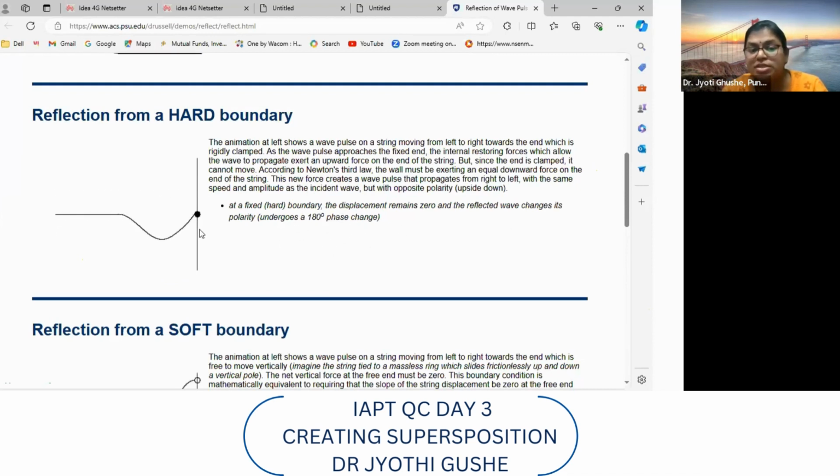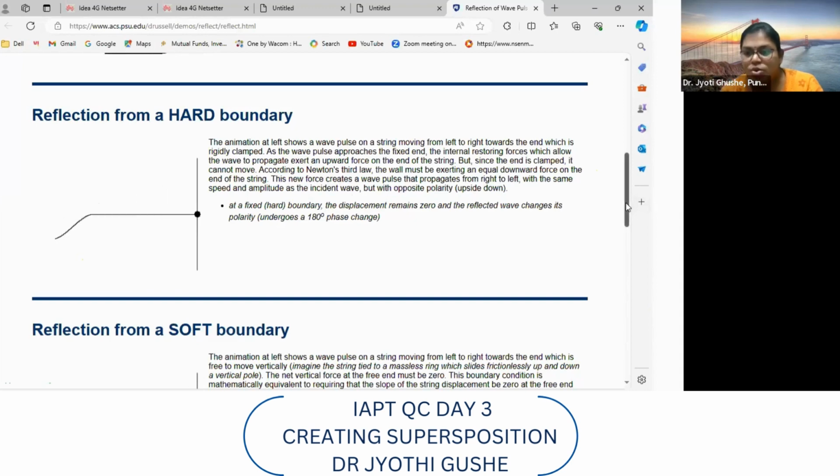When is this happening? At the hard boundary. To put this in more scientific technical words, if the transverse wave is incident from a medium of low refractive index into a medium of higher refractive index, we call it rarer and denser medium. So if the light is incident from rarer to denser, at the denser it will reflect and there will be a phase change of 180 degrees.